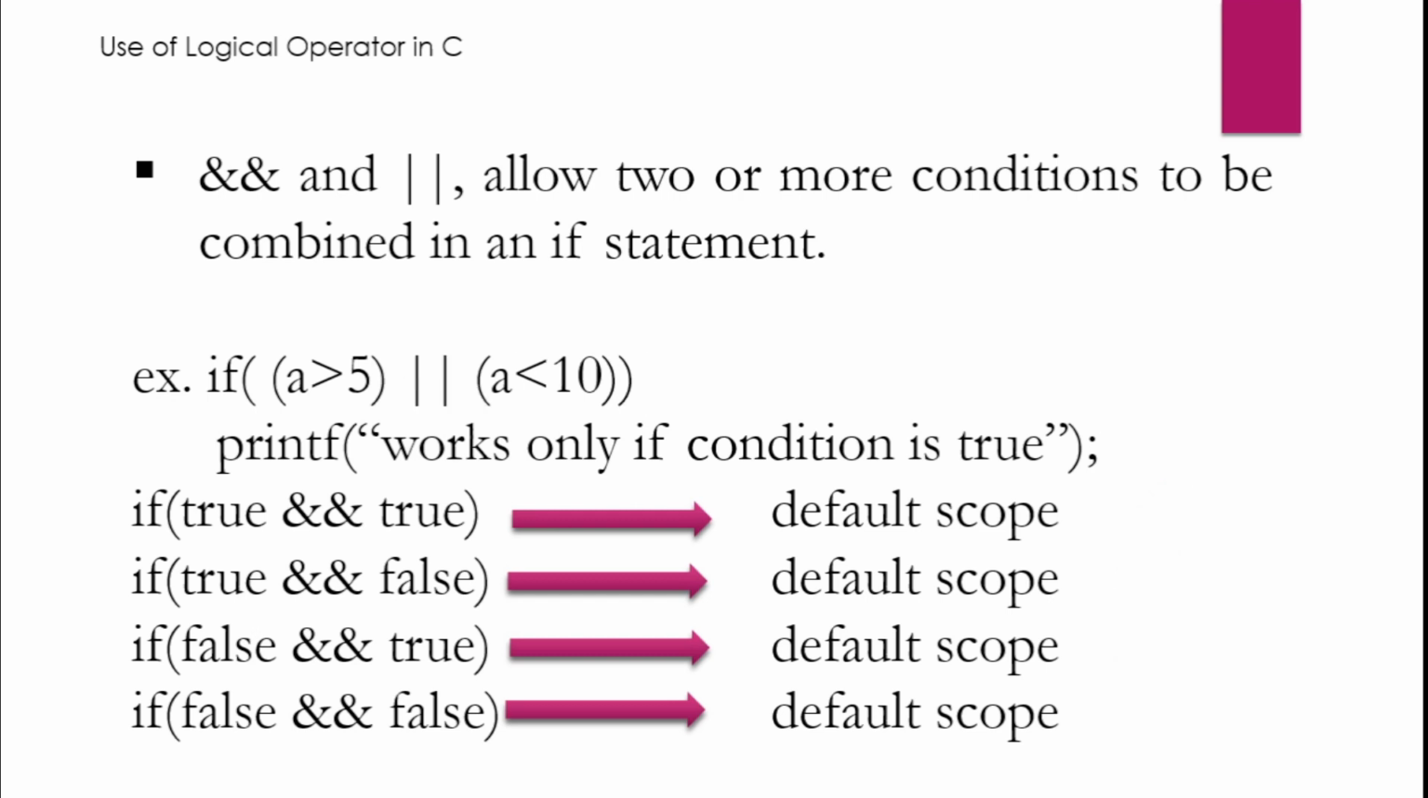In case of logical OR, if both conditions are true, the default scope will be the next printf statement. If one of them is true and the other condition is false, the statement will still be printed. If both are false, the condition in the if becomes 0. If 0, meaning false, the printf statement is not going to get executed.